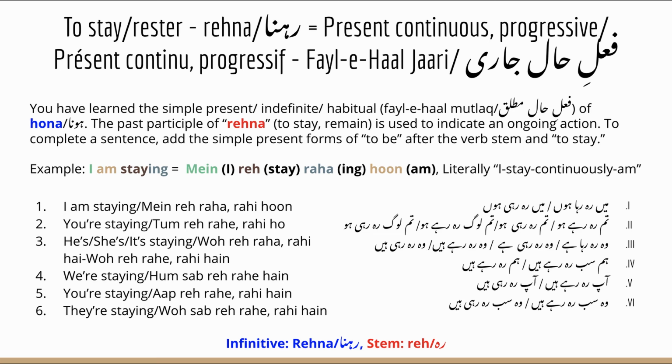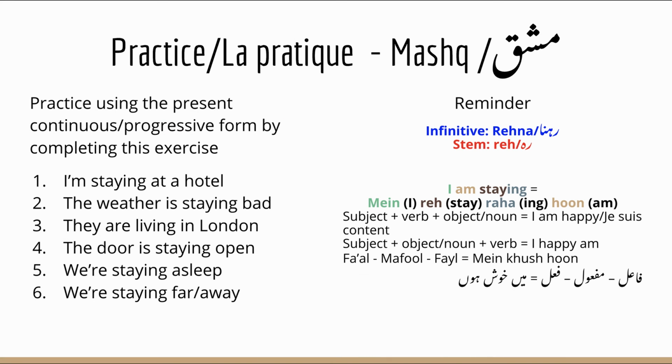And the infinitive is rehna and the stem is reh. Practice, mashq. So just a reminder, the infinitive is rehna, the stem is reh, and more about the reminders on the right. So as we went over, Urdu was SOV, and English is SVO. So मैं खुश हूँ. And so now practice using the present continuous / progressive form by completing this exercise. So take a moment and do the exercise.